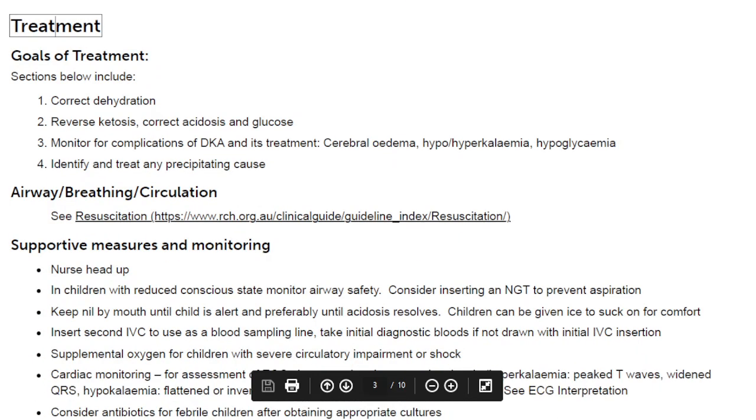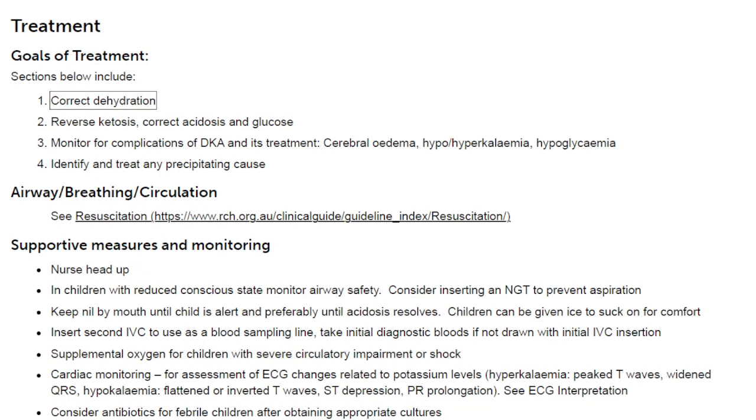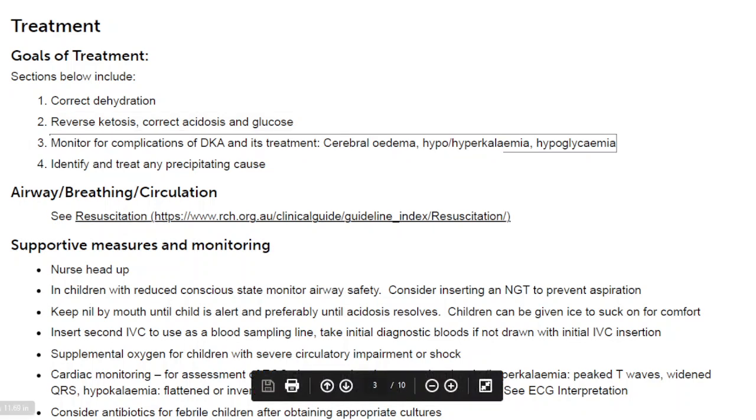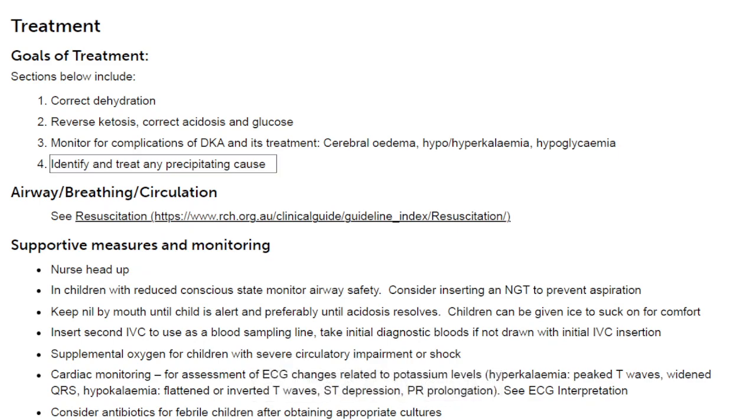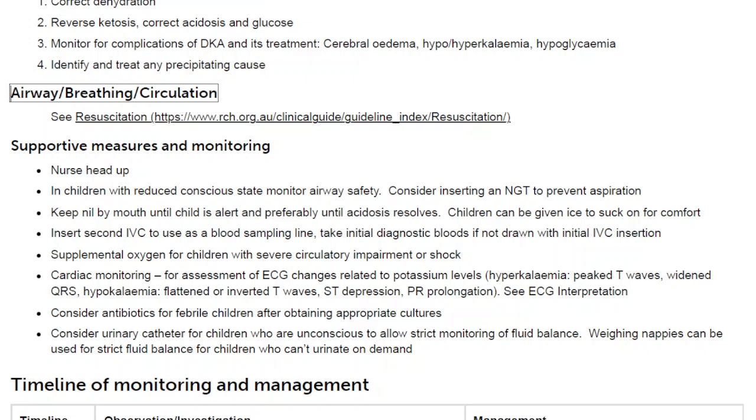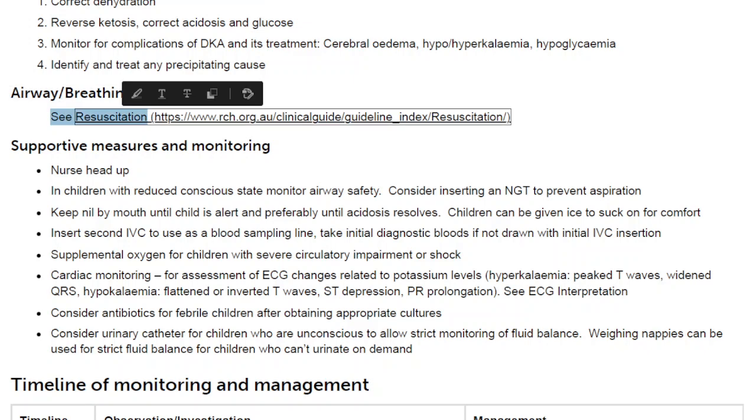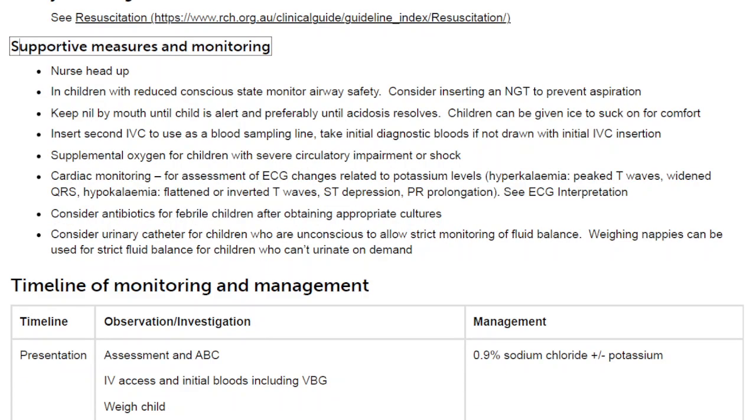Treatment. Goals of treatment. Sections below include correct dehydration, reverse ketosis, correct acidosis, and glucose. Monitor for complications of DKA and its treatment: cerebral edema, hypo/hyperkalemia, hypoglycemia. Identify and treat any precipitating cause. Airway/breathing/circulation. Supportive measures and monitoring.